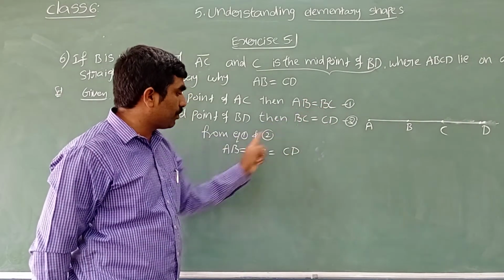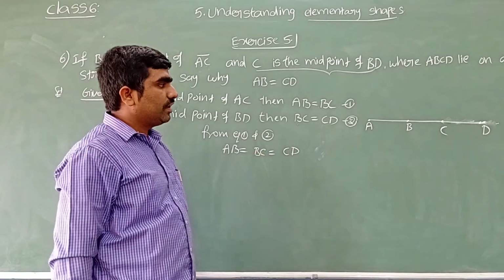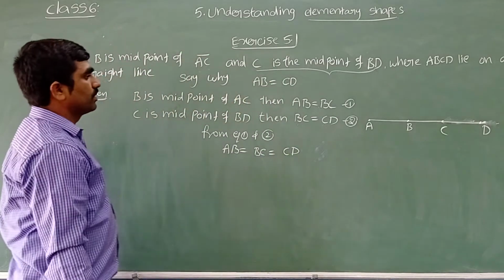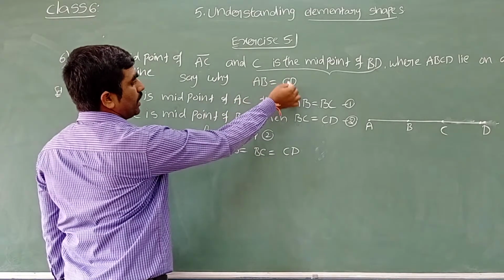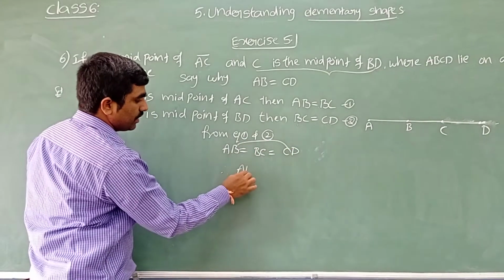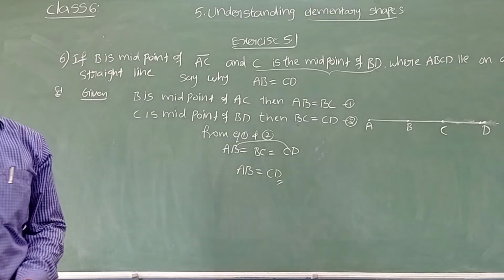AB equal to BC, and again BC equal to CD. All the three lengths are equal. AB equal to BC equal to CD. What are they asking to prove? That AB equals CD. We can say from this, therefore, that AB is equal to CD. That's the whole solution.